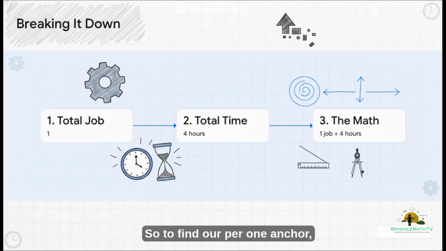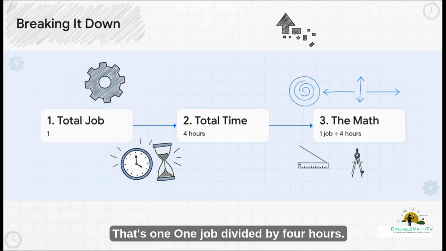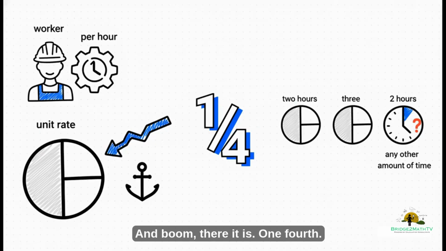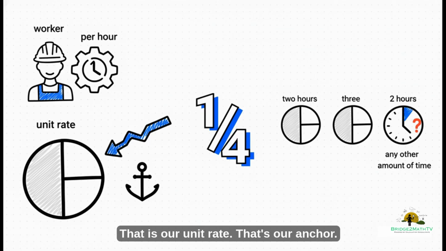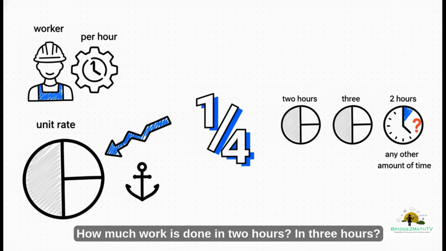So to find our per-1 anchor, the work done per one single hour, we just divide the job by the time. That's one job divided by 4 hours. And boom, there it is, 1/4. The worker completes 1/4 of the job per hour. That is our unit rate. That's our anchor. Now that we have this, we can figure out anything. How much work is done in 2 hours, in 3 hours? It's easy now because we have our solid foundation.